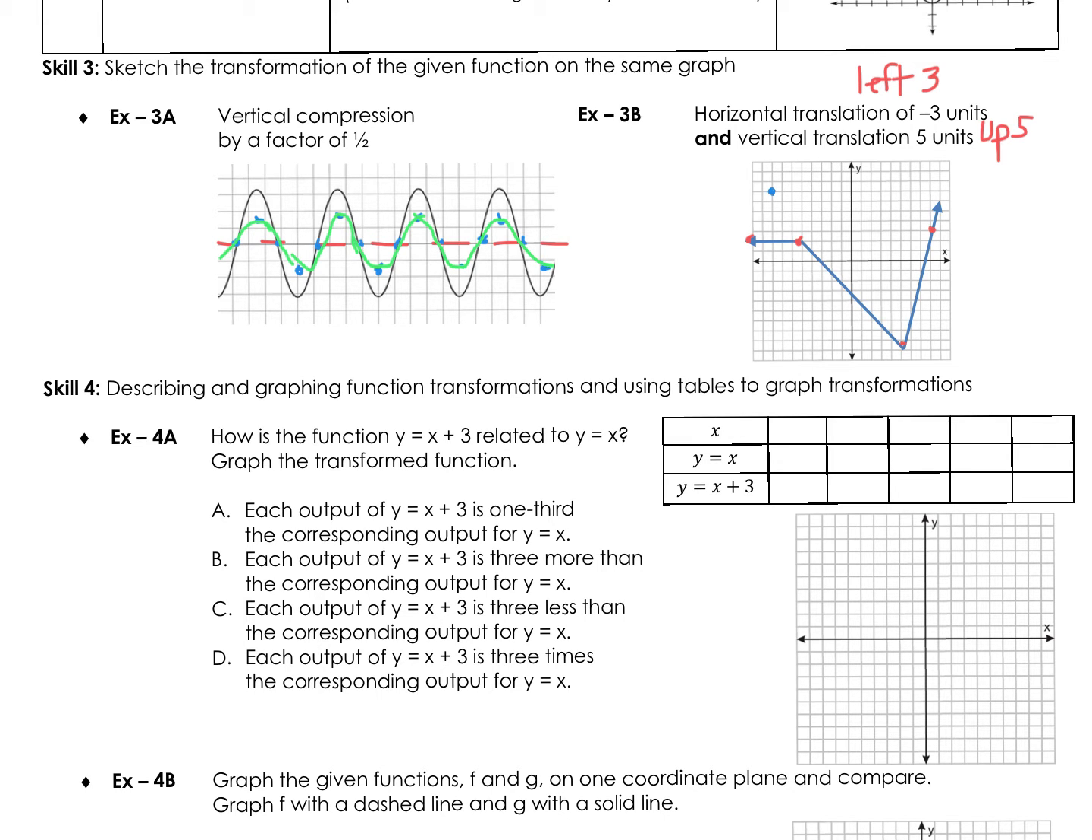Alright, so I think it's right about there. That looks about right. And then I'm going to move my next distinct point left 3 and up 5. So that would put me about there. And then finally I have this point. I'm going to move left 3 and up 5.